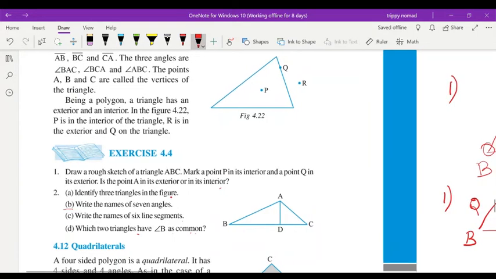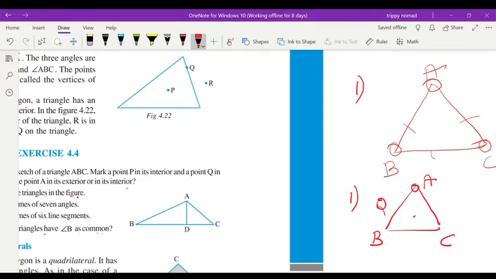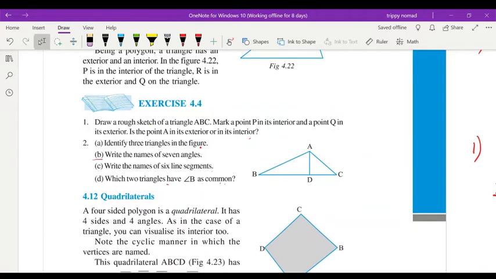Is A in its interior? No. This point A is neither interior nor exterior. And here was point P in its interior. Understood? About the first question. Now second, identify the three triangles in the figure. So which three triangles did they ask about in the figure? Okay, identify the three triangles. One, two, and this complete one. This is the third one.